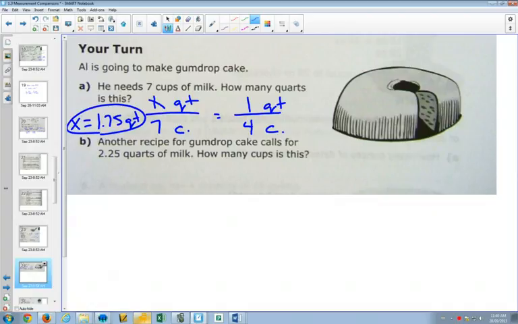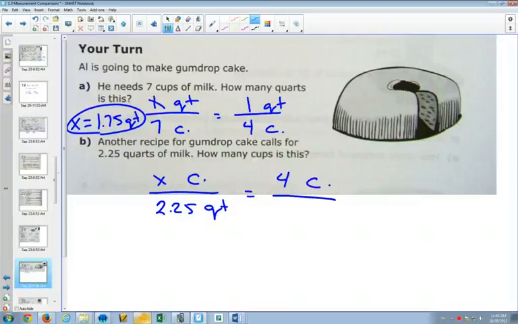Another recipe calls for 2.25 quarts of milk. How many cups is this? So we say X cups divided by 2.25 quarts. We know the 4 is going to go on the top because, again, you always put the same units on the top of the fraction. Multiply by 2.25, and you get 9 cups. Woohoo!